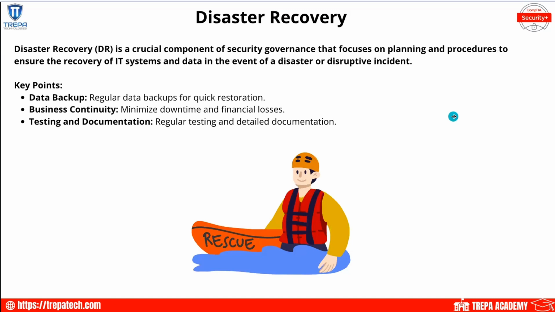So disaster recovery. Disaster recovery is a crucial component of security governance that focuses on planning and procedures to ensure the recovery of IT systems in case of disaster, okay? So some key points. We want to make sure we have data backups. We want to make sure we minimize the downtime. And we also want to have regular testing of our recovery procedures and equipment, okay? And we want to have detailed documentation for every stakeholder, everybody on the team, saying, hey, if this X, Y, and Z storage array goes down, here's what we need to do. Here's the prior test. Here's what it looks like. Here's what should happen.